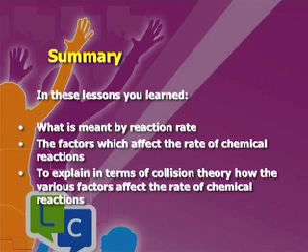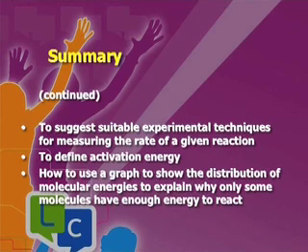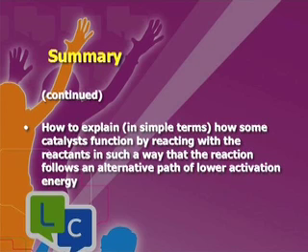Summary. In this lesson you learned what is meant by reaction rate, the factors which affect the rate of chemical reactions, to explain in terms of collision theory how the various factors affect the rate of chemical reactions, to suggest suitable experimental techniques for measuring the rate of a given reaction, to define activation energy, how to use a graph to show the distribution of molecular energies to explain why only some molecules have enough energy to react, how to explain, in simple terms, how some catalysts function by reacting with the reactants in such a way that the reaction follows an alternative path of lower activation energy.